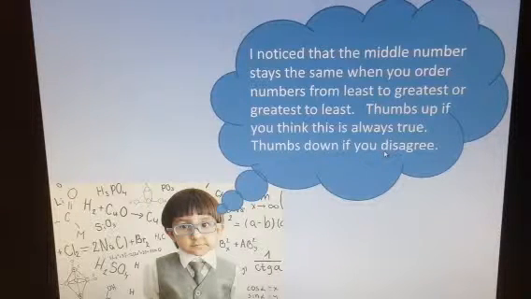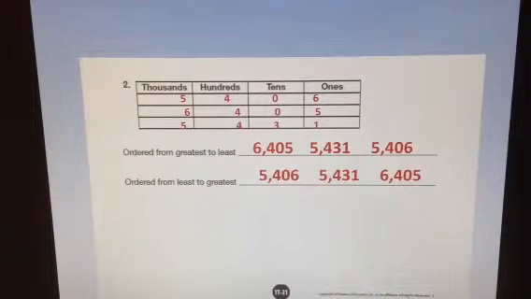Correct answer, though, is disagree. If you have an even number of numbers that you're comparing, you're not going to have the same number in the middle. The number in the middle only stays the same if it's an odd number of numbers that you're comparing. If you're comparing 3 numbers like we did here, or 5 or 7, then you would have one number that stays the same in both lists. If you were comparing an even amount of numbers, then you would not have a middle number that stays the same.